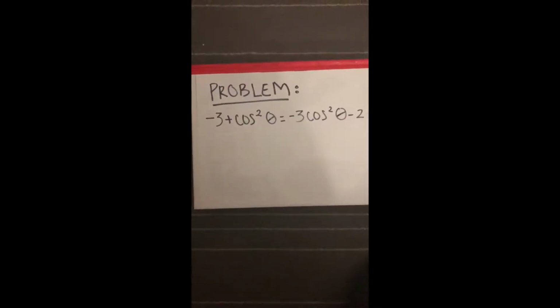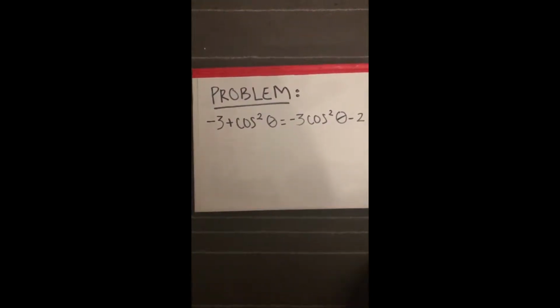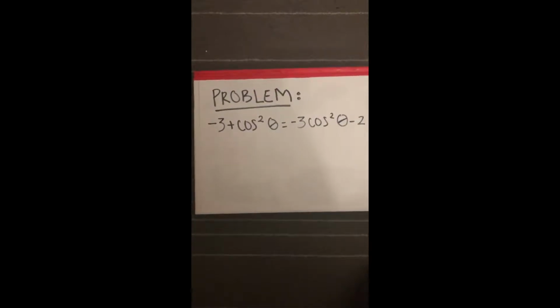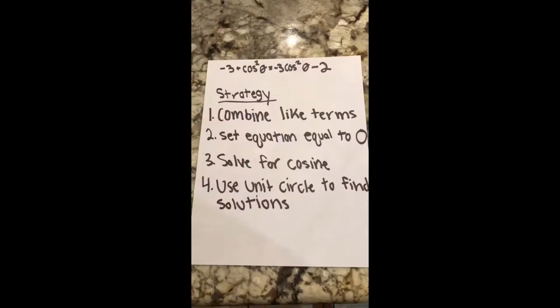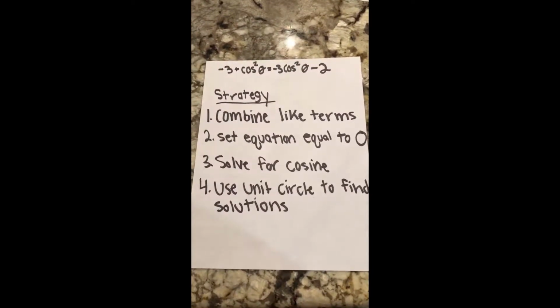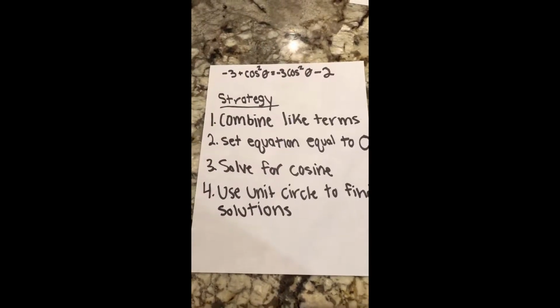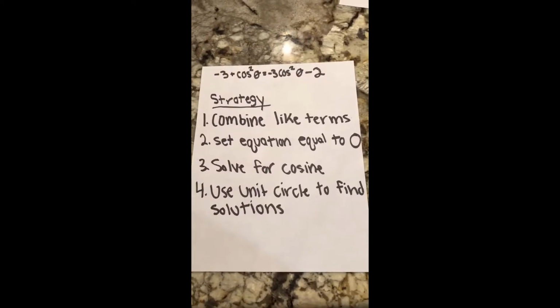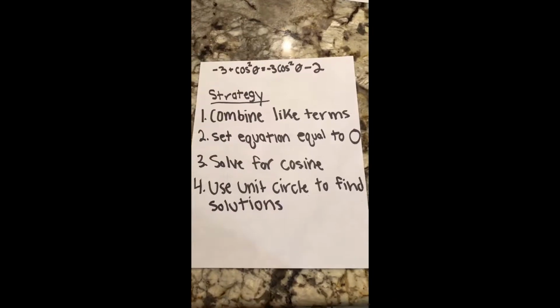Our problem is -3 plus cosine squared theta equals -3 cosine squared theta minus 2. Our strategy is to combine like terms. Then we're going to set the equation equal to 0. After that, we're going to solve for cosine. Lastly, we're going to use the unit circle to find our solutions.